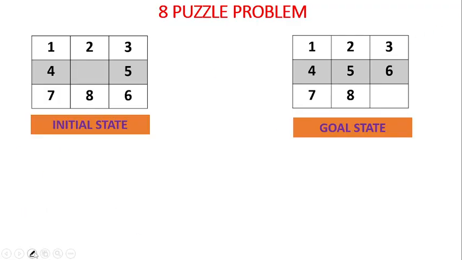That is my goal. Once again, I will take this. So this is the final goal state. I want to reach the final goal state from the initial state. This is the initial state, and I want to reach this final goal state. This is the problem. So how to solve this problem?